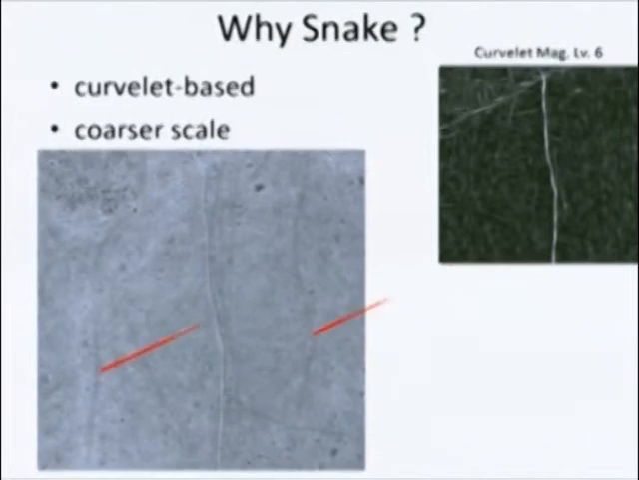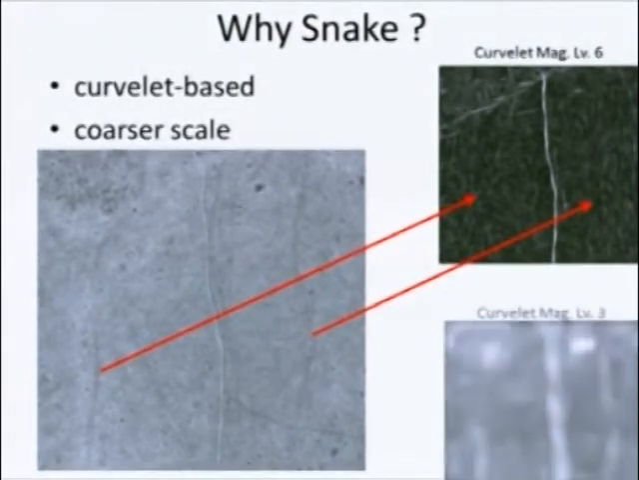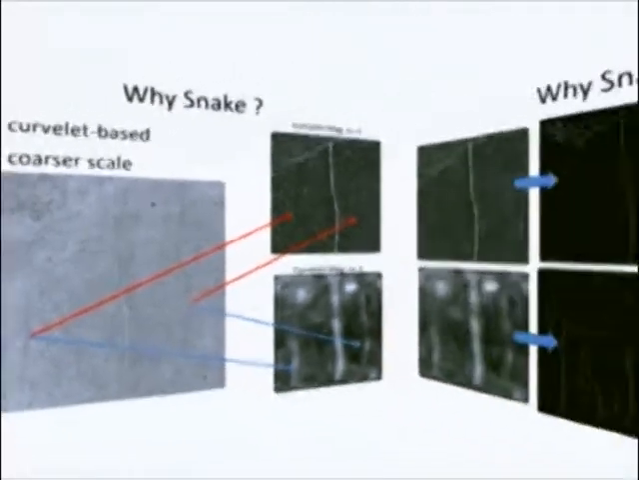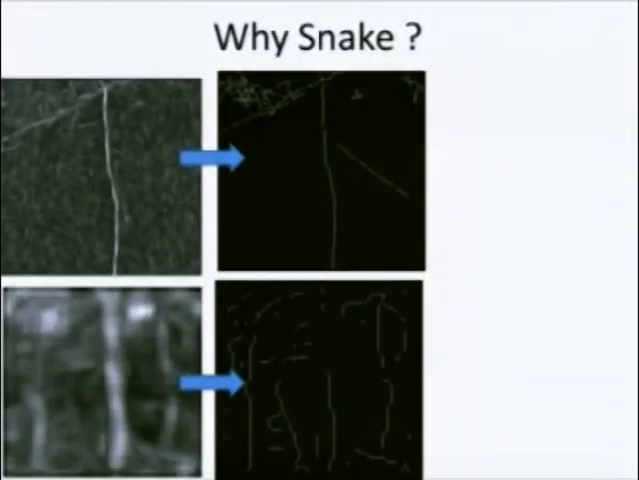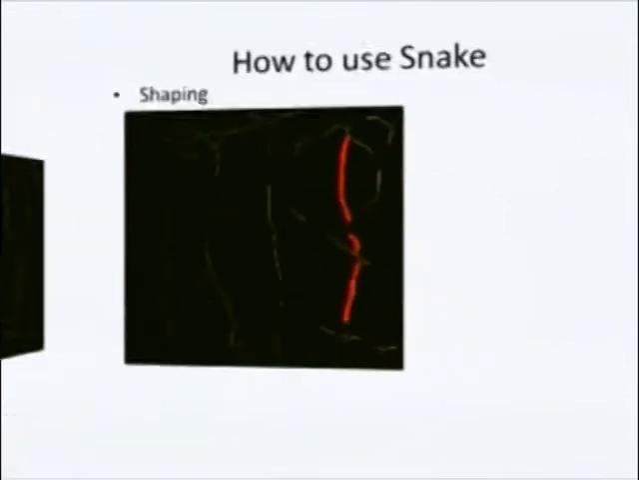So, as I said, at the final level of curvelet magnitude, it cannot find those trails. But at a coarser level, we can find the trails. The only reason for using a snake is that the edge detected from the coarser scale is rigid and inflexible, so we need to refine the shape. That's why I use the snake.